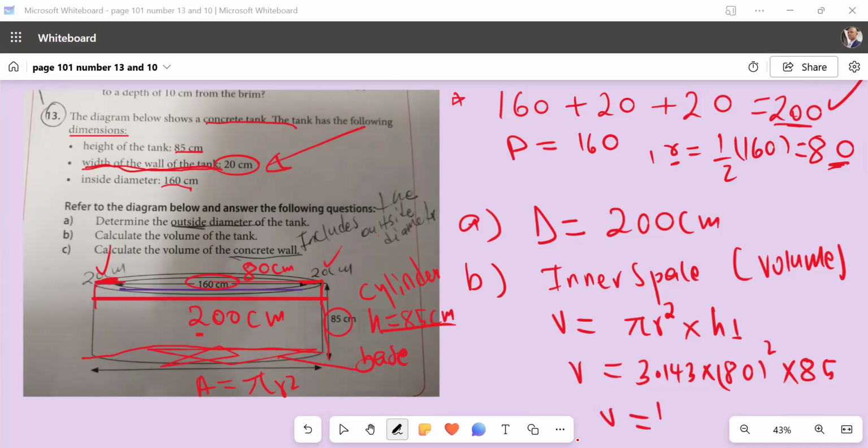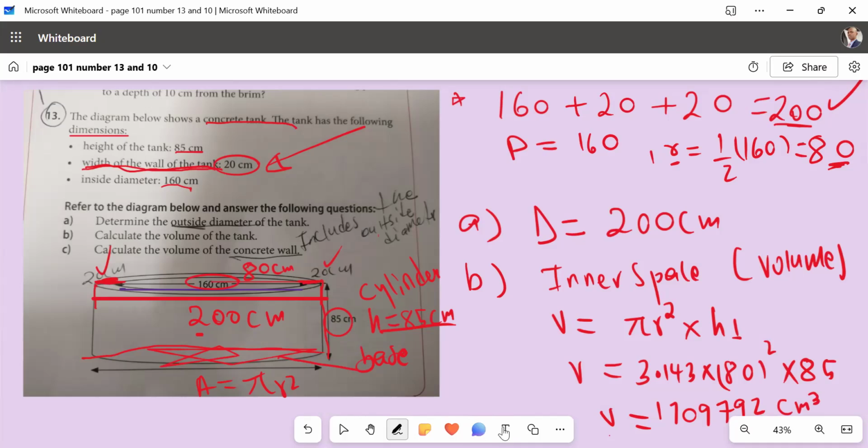1709 792. This is a volume, so it should be measured in cubic units.